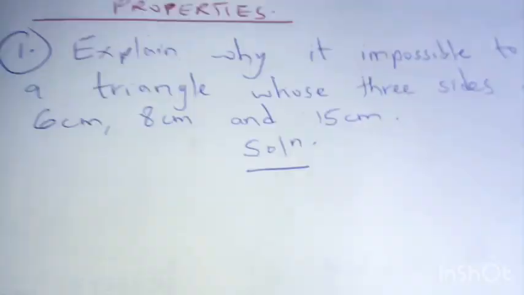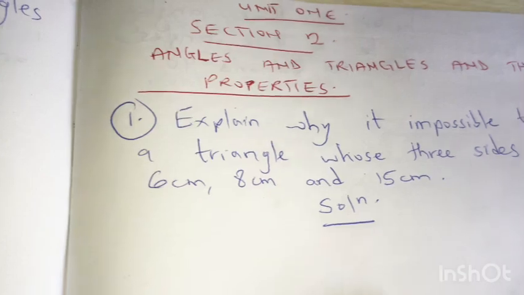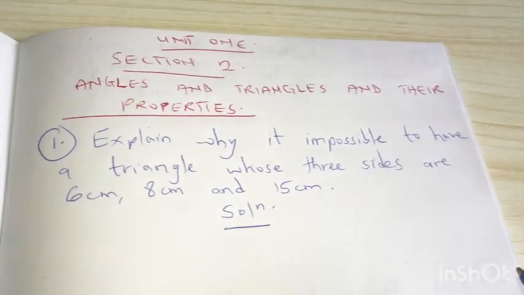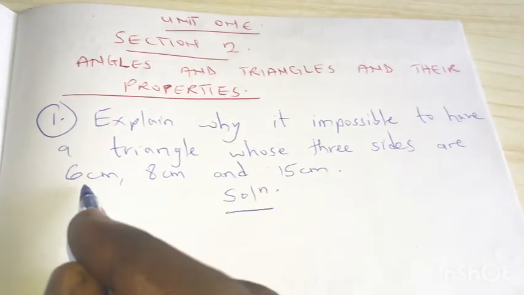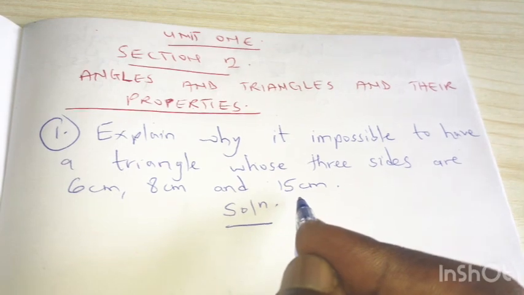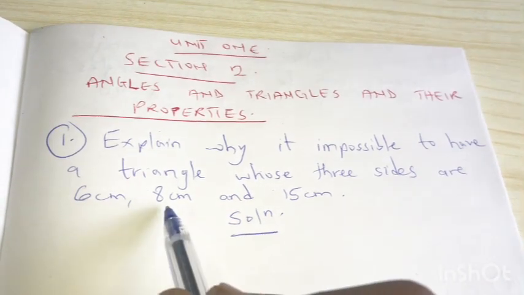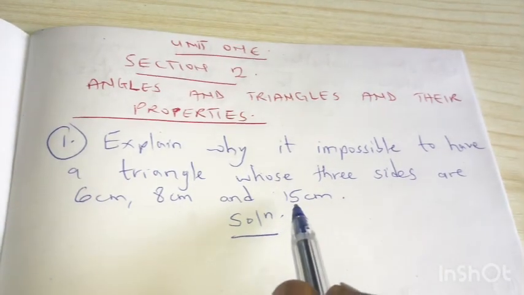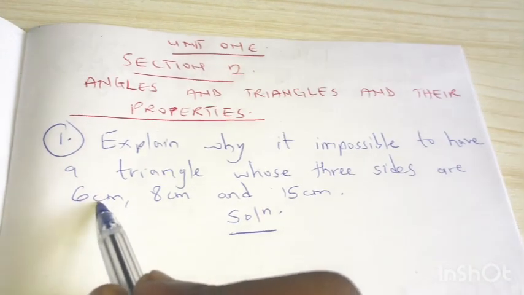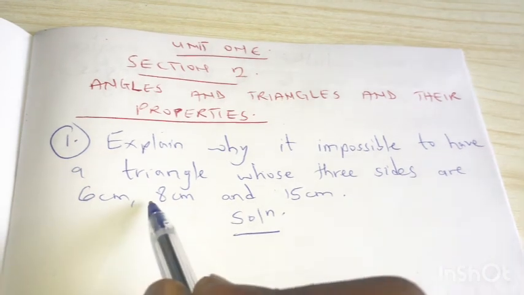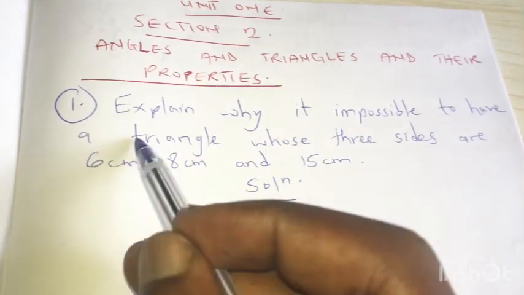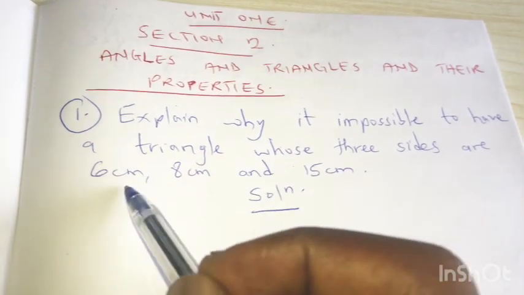Now a little bit of context of this. For a triangle, for the sides to form a triangle, what has to happen is that when you add two sides, it should be greater than the other side. So when you add 6 and 8, it should be greater than 15. If you add 8 and 15, it should be greater than 6. And if you add 6 and 15, it should be greater than 8. So why is it impossible to have a triangle with these sides?